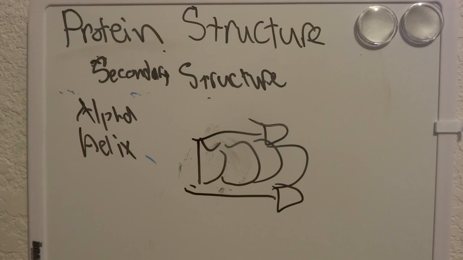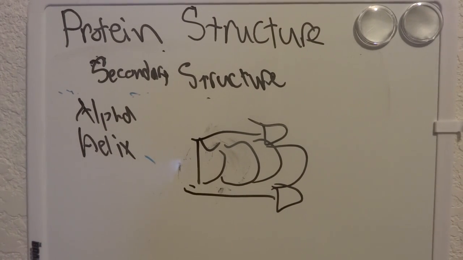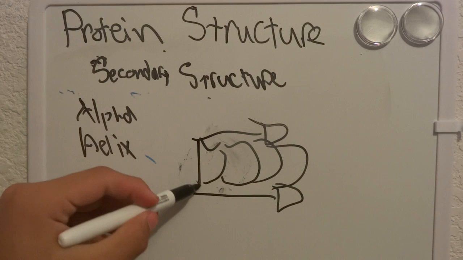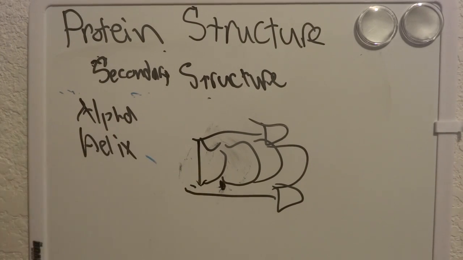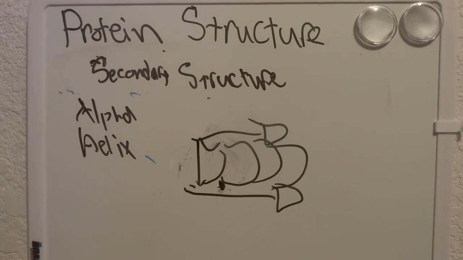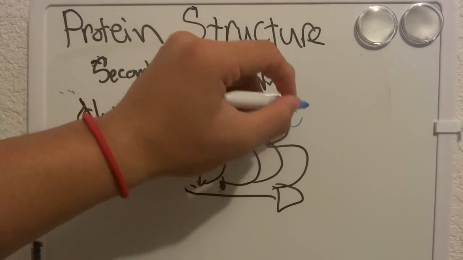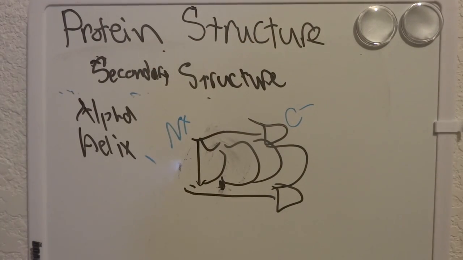Something else about them is that they don't have the same pattern. It's every 4 amino acids that has a hydrogen bond. And this structure is dipole, which means that one side is negative and one side is positive. So the N terminus is identified as positive and the C terminus is identified as negative.